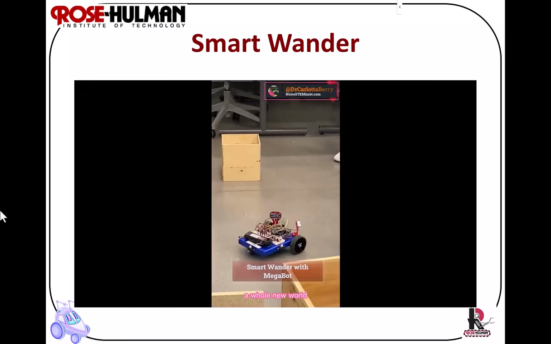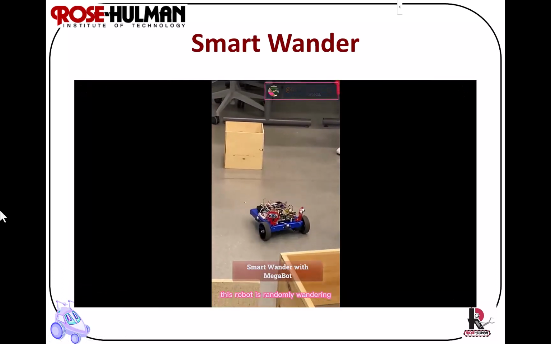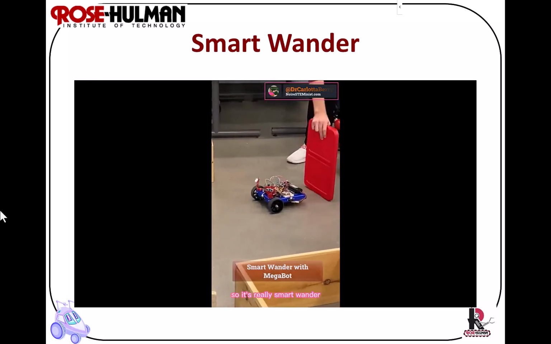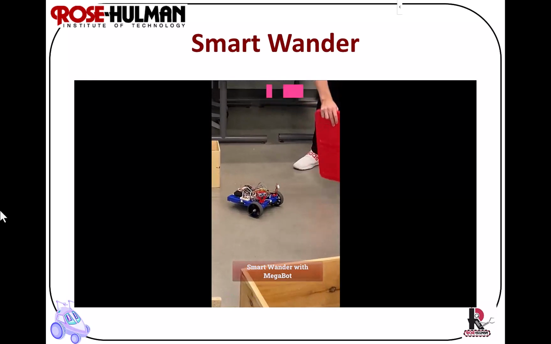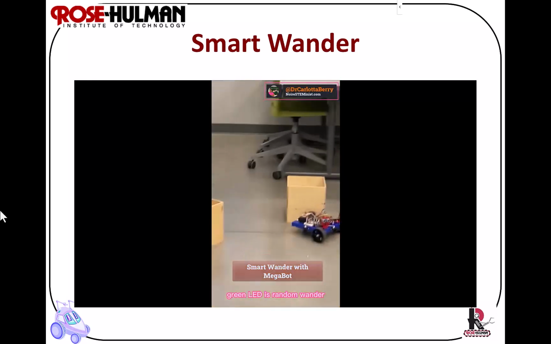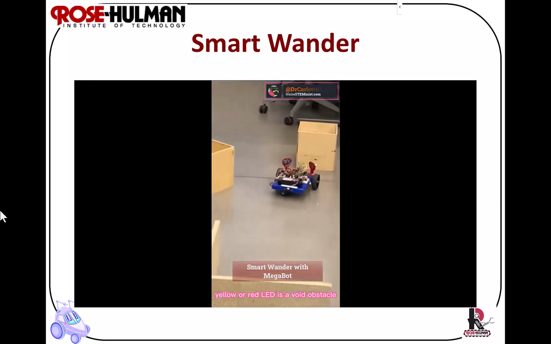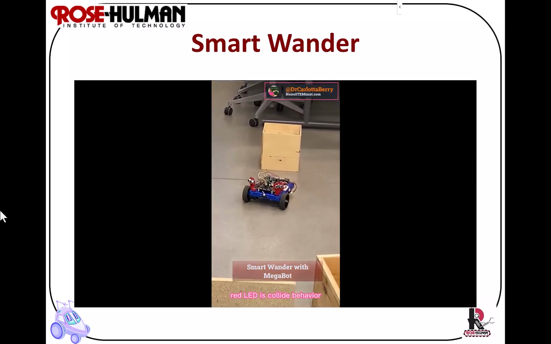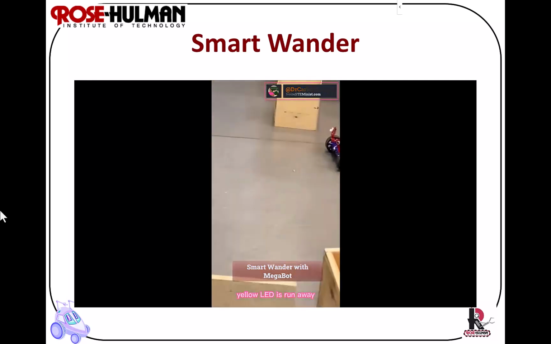A whole new world. This robot is randomly wandering, but it should not hit obstacles, so it's really smart wander. Green LED is random wander. Yellow or red LED is avoid obstacle. Red LED is collide behavior. Yellow LED is run away.